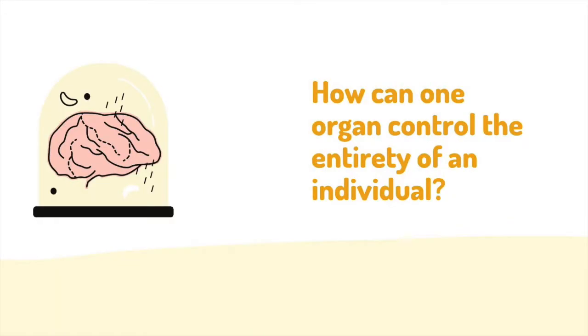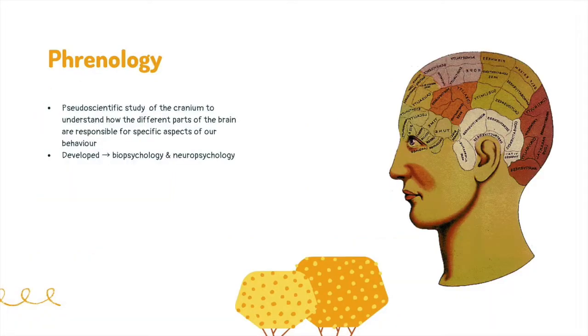There's essentially one main question in this field of study, which is how can one organ control the entirety of an individual? This question has been asked since the 18th century, which led to the creation of phrenology, the study of the physical structures of our skull or cranium to understand behavior. Although we now understand that this is pseudoscience, the questions raised in this field of study have allowed for the development of what is now neurobiology.